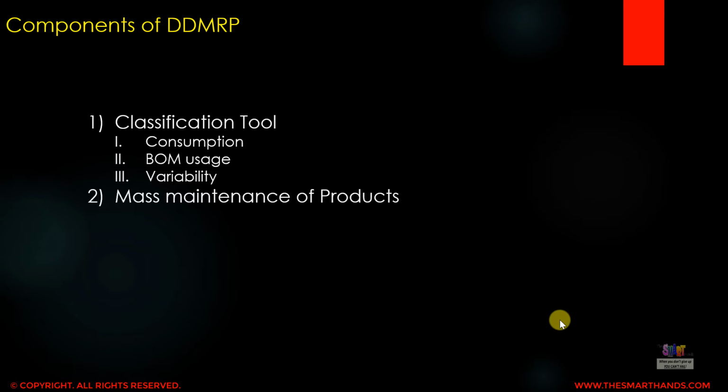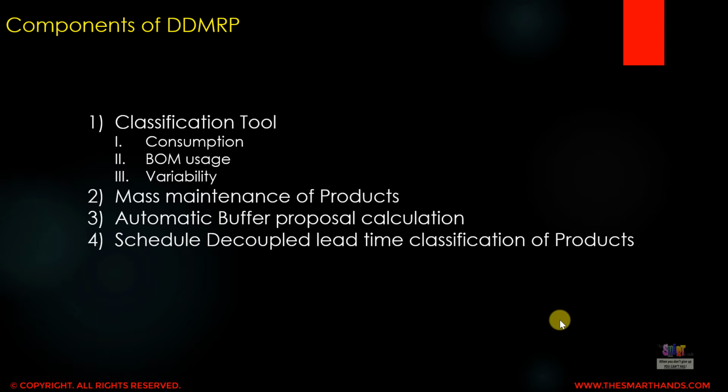The second component is mass maintenance of products, where you can, for example, change the MRP type and different MRP factors in bulk. We also have some tools and apps available that we'll discuss later on. Then automatic buffer proposal calculation, schedule decoupled lead time classification of products, and tools or apps to monitor the buffer levels, and that's all. All these 5 steps we'll see practically later on and discuss in more detail.